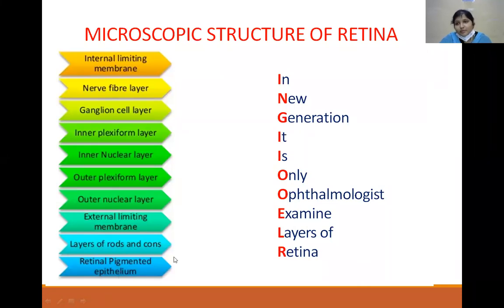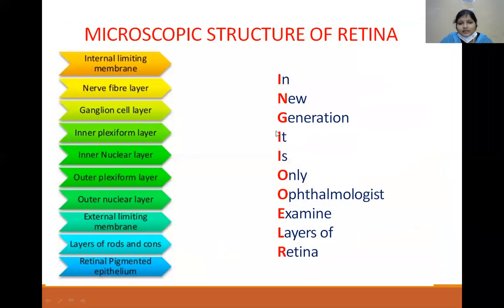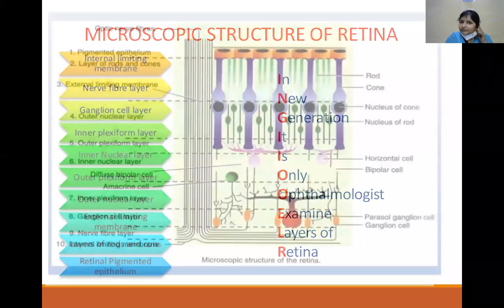Memorizing these 10 layers is very difficult, so it can be remembered with the mnemonic: "In new generation, it is only ophthalmologists examine the layers of retina." I, internal limiting membrane. N, nerve fiber layer. G for ganglion cell layer. And then inner plexiform, inner nuclear, outer plexiform, outer nuclear, external limiting membrane, layer of rods and cones, and RPE. So these are the 10 layers of retina.